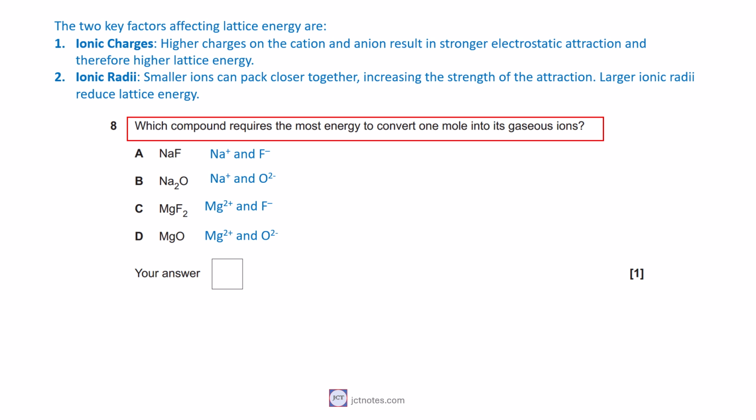Magnesium oxide has the highest charges, giving it the strongest electrostatic attraction and the highest lattice energy. Therefore, magnesium oxide requires the most energy to convert 1 mole into gaseous ions. The answer is D.